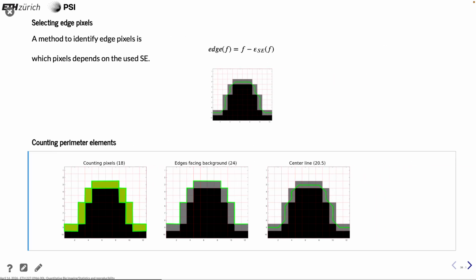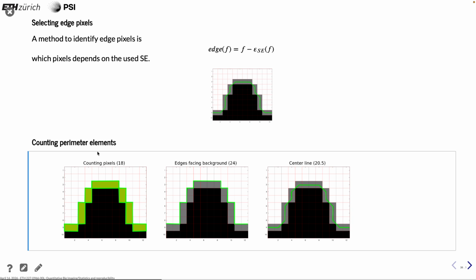So let's say that we have identified the edge using an erosion approach. We just take the edge as the image minus the erosion of the image with some structure element. In this case, I used the four-connected neighborhood, and you can see that the gray points here are the segmented edge pixels. The next task is in principle just to count pixels. So let's count all these pixels, and we get 18.